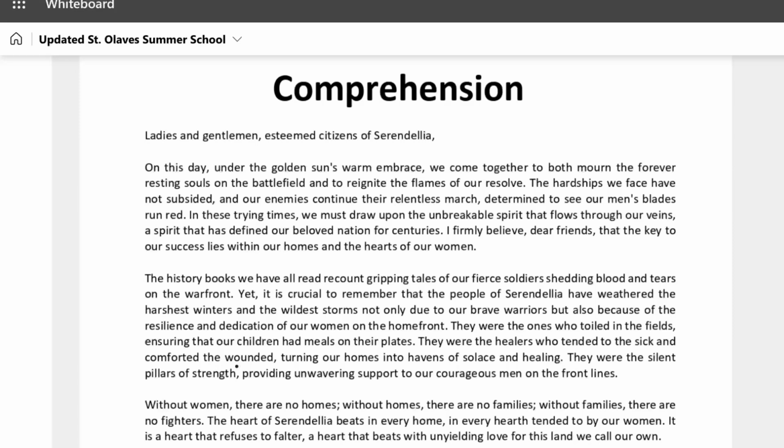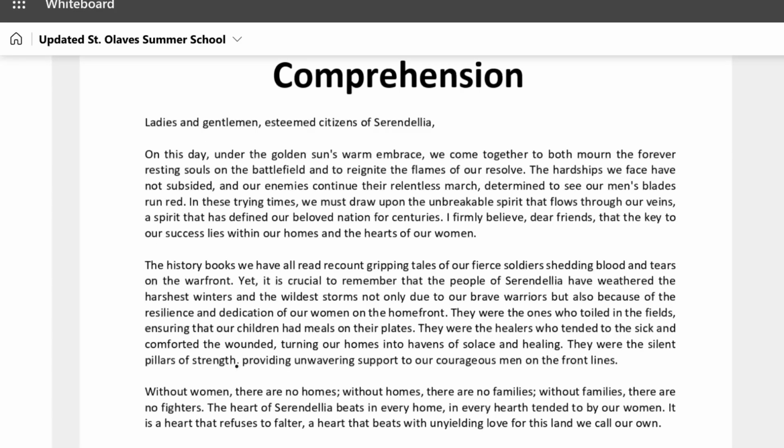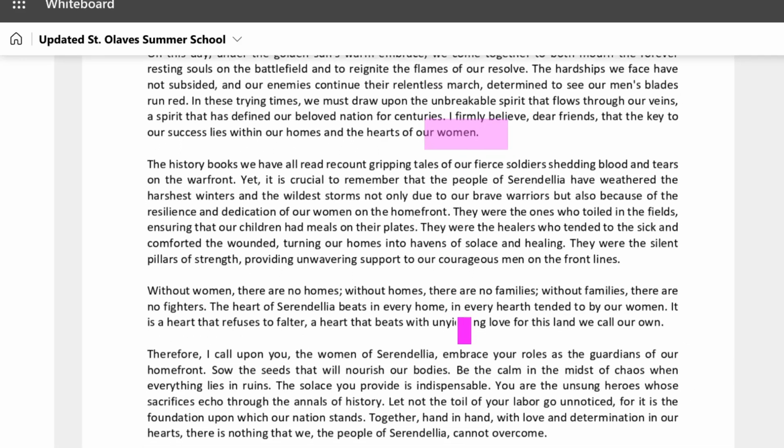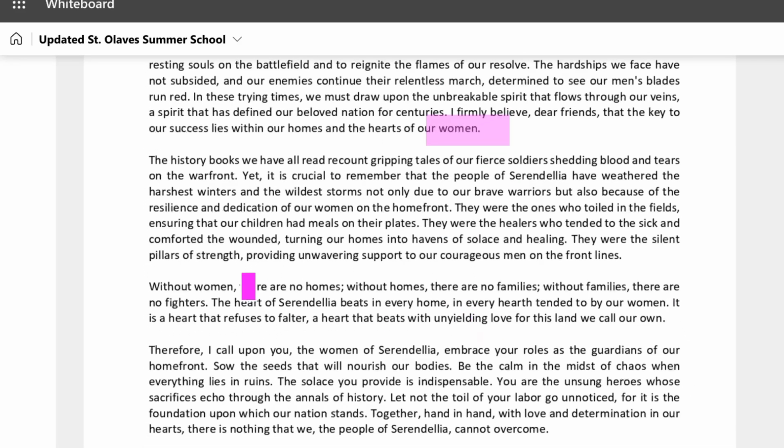For the comprehension section, we're reading a passage about the esteemed citizens of Serendelia. While he's addressing everyone, the speaker is focusing on women and the parts they play in the society of Serendelia. It says, without women, there are no homes, there are no families, and without families, there are no fighters. So it's basically talking about during a war, the role that women have to save Serendelia, even if they're not soldiers. So let not the toll of your labour go unnoticed.